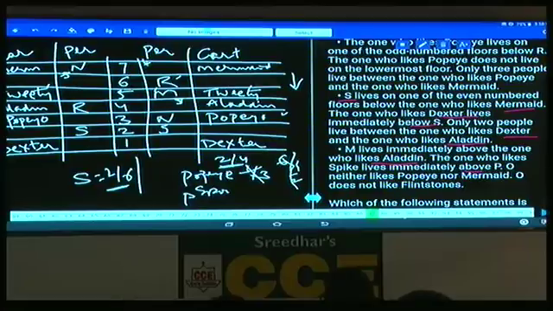P cannot be here, and P cannot be here. If P is here, then Spikes cannot be on the 5th floor. Then what is the only thing left over here? P is at the 1st floor and Spikes is on the 2nd floor. And coming to this one, whatever this M here, M is immediately above Aladdin.